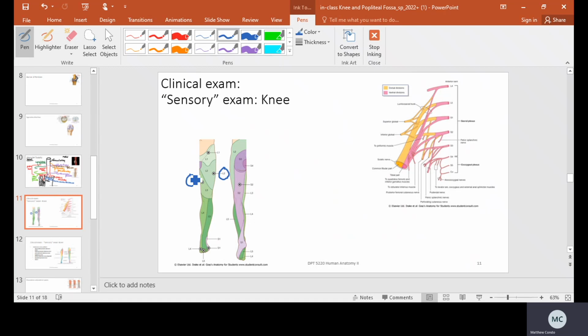Tibial and peroneal. What are the root levels? L4 to S3? Okay. So if I've got L4 to S3, why in the world would I have dermatome issues, aka altered sensation, aka numbness or tingling, at L2 and L3? Why would that happen?